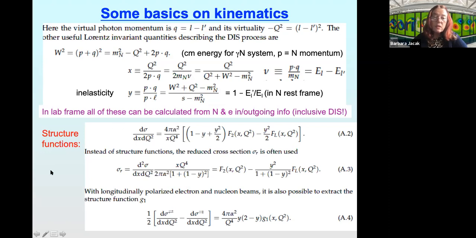Now, using these things, you can measure structure functions. What you actually do is you measure the cross-section of the scattered electron as a function of X and Q squared. And then what you find is, this is a combination of the structure functions F2 and FL. With longitudinally polarized electron and nucleon beams, then you measure the double spin asymmetry, similar to what we're used to in RHIC spin with two polarized proton beams. But from that, you extract the structure function G1, and you'll see how that's used in a moment.